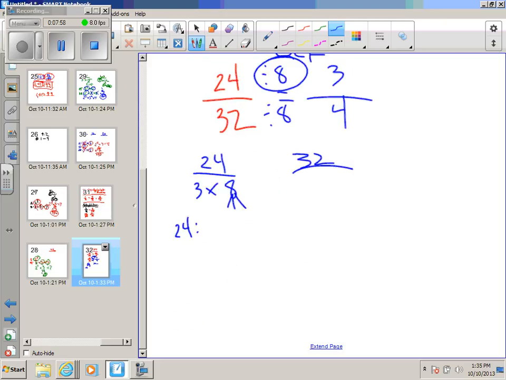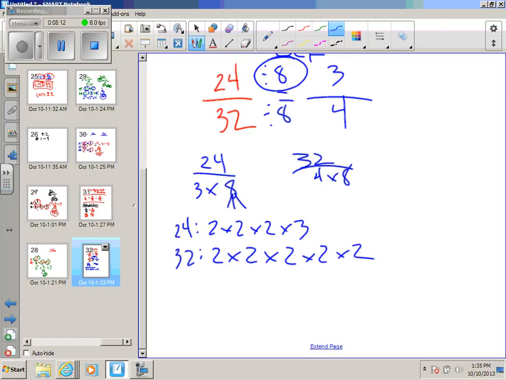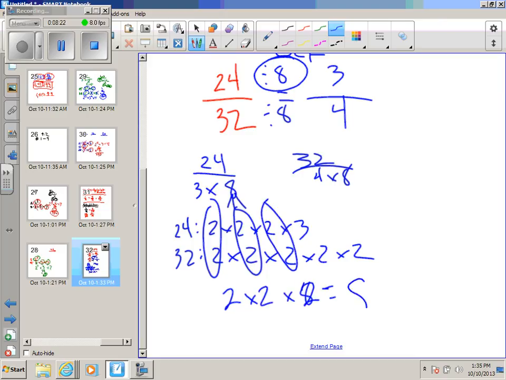GCF is where we list them. There would be the prime factorization of 24. 32 is 4 times 8. That would be 2 to the 5th power. Remember with GCF, we circle what they have in common, write it down. Circle, write it down, circle, write it down. What is 2 times 2 times 2 times 2?